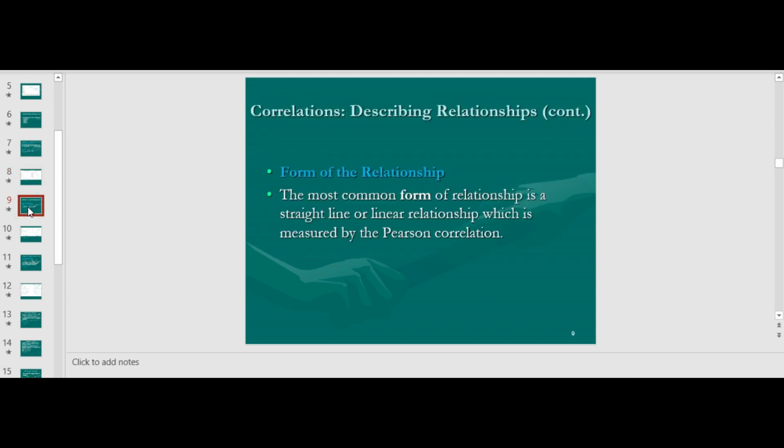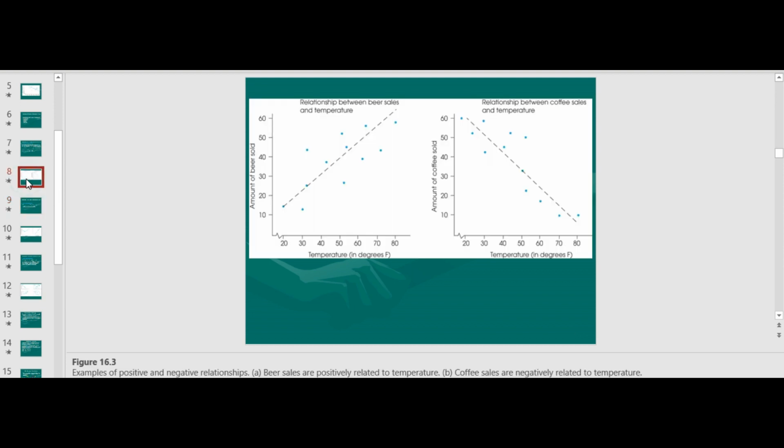The relationship in these two scatter plots is a linear form, that is, the points in the scatter plot tend to cluster around a straight line. We have drawn a line through the middle of the data points.